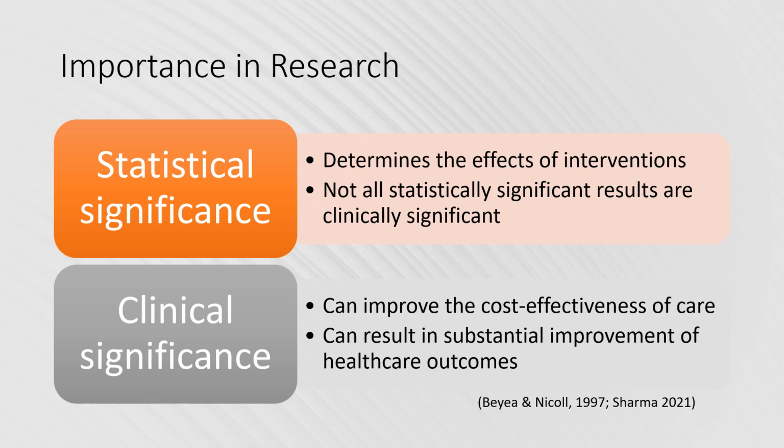Statistical significance and clinical significance are both critical in reading research. Clinicians must know which research is appropriately interpreted and is valuable to their practice. Statistical significance helps researchers to determine the effects of interventions. However, not all statistically significant interventions may be clinically significant if the intervention is costly and results in minimal benefits.